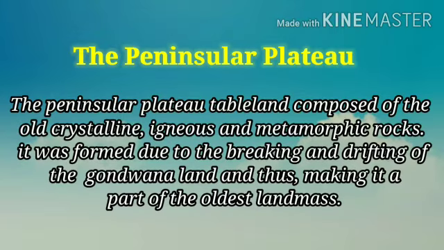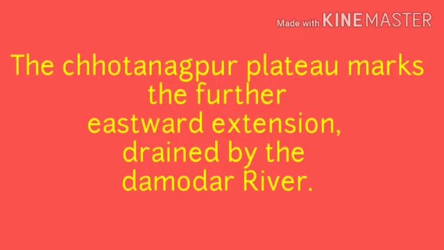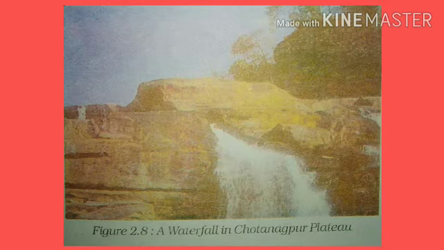The Peninsular Plateau. The Peninsular Plateau is a tableland composed of the old crystalline, igneous and metamorphic rocks. It was formed due to the breaking and drifting of the Gondwana land, thus making it a part of the oldest landmass. The Chota Nagpur Plateau marks the further eastward extension, drained by the Damodar River. This is a picture of a waterfall in Chota Nagpur Plateau.